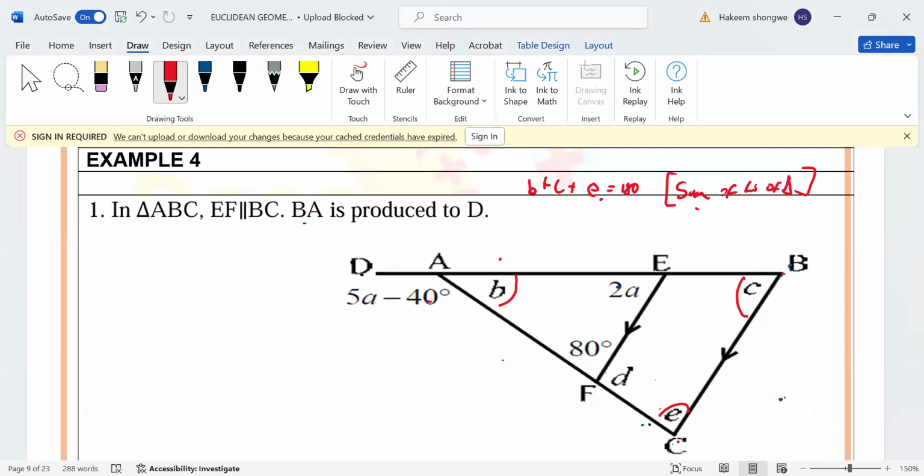What else are they saying here? They're saying we have EF, which is parallel to BC. Okay, they're talking about parallel lines. Let's go and highlight the parallel lines that they're talking about. So we have parallel line number 1, parallel line number 2.